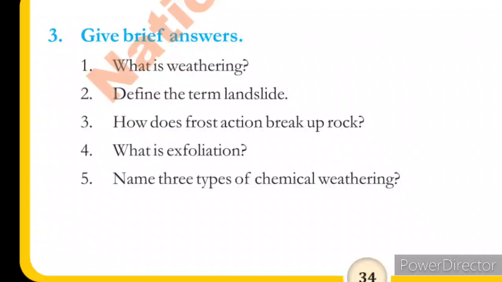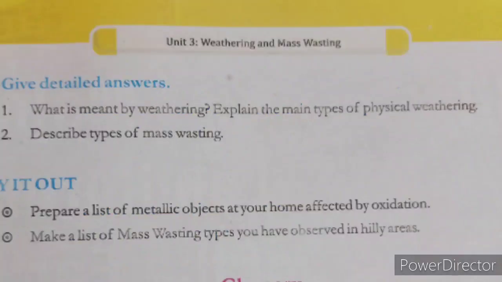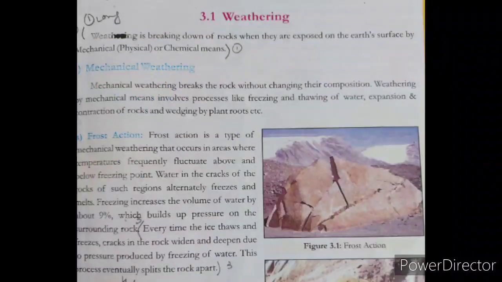Question number 5. Name 3 types of chemical weathering. The 3 types of chemical weathering are oxidation, hydrolysis, and carbonation. Now look at page number 35. Question number 4. Give detailed answer. What is meant by weathering? Explain the main types of physical weathering. The answer to this question is on page number 26 and 28.